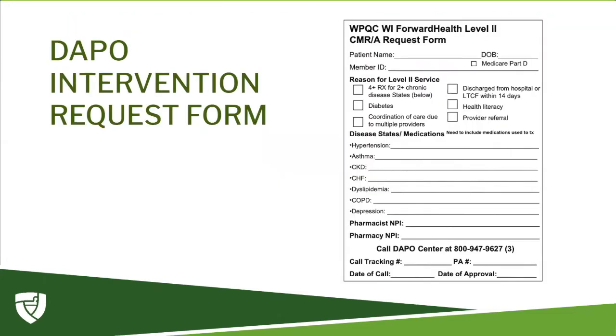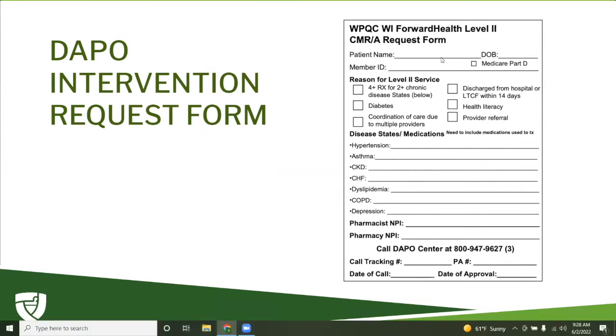So this is the form that WPQC has created. If you fill this out prior to calling for a DAPO approval, you will have all the information needed. You will not have to call back. You will have everything that they need. What we've done is we've taken this form and put it into an electronic care plan so that it functions as a checklist, so that when we call into the DAPO center, we have everything we need.